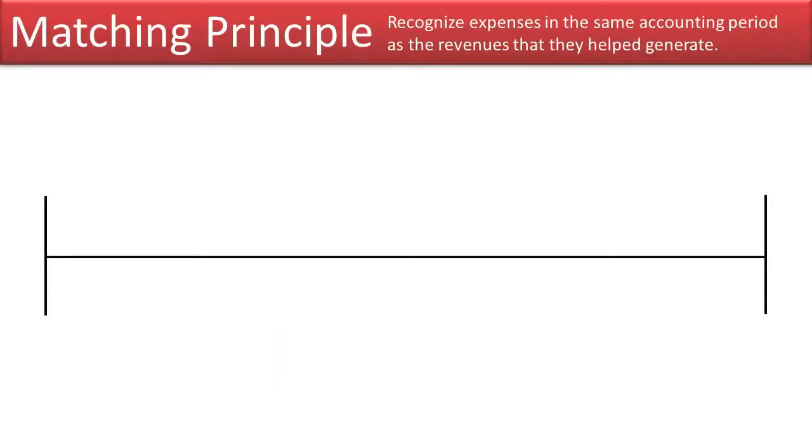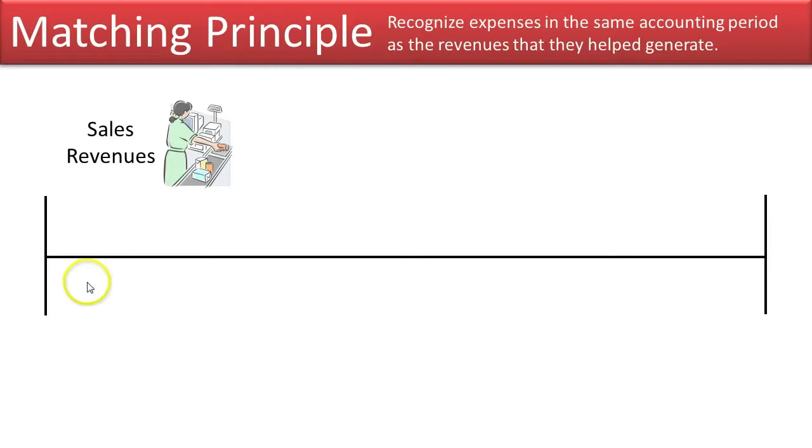If you recall from the accrual accounting video, I introduced the matching principle. The matching principle effectively says that you should recognize expenses in the same accounting period as the revenues that they help generate. Imagine this here represents an accounting period. Let's say it represents a year. What we should do is, when we incur revenues, such as sales revenues, we should also recognize the related expenses that help to generate those sales revenues.